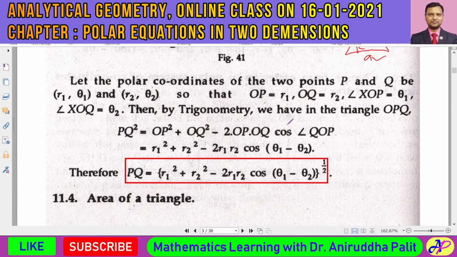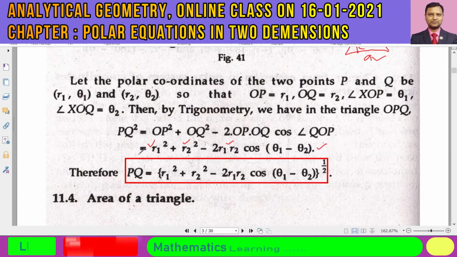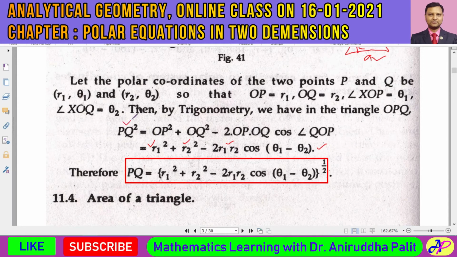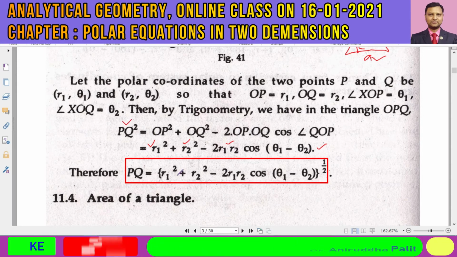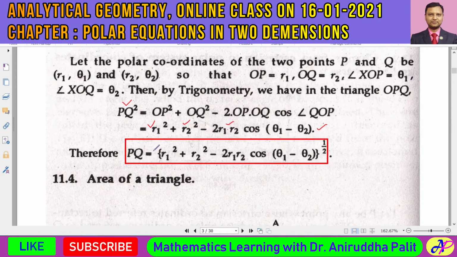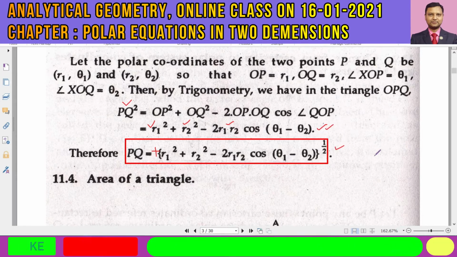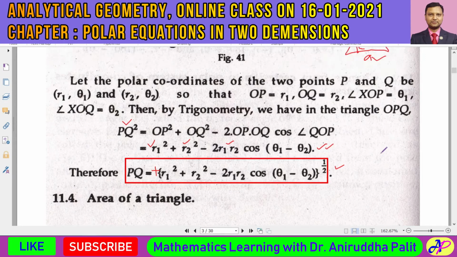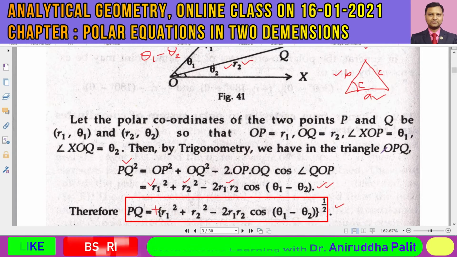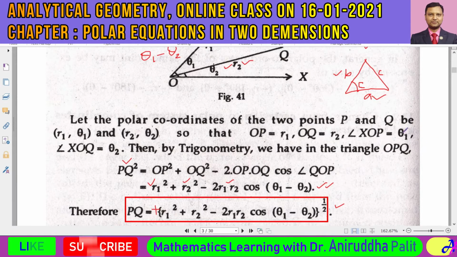Look at this formula. This is the formula r1 square plus r2 square minus twice r1 r2 cos of theta 1 minus theta 2. Therefore, we got the square of the distance, that is PQ square. Therefore, PQ should be equal to the positive square root of the expression on the right hand side. So in this way, we find out the distance between 2 points in case of polar coordinates.